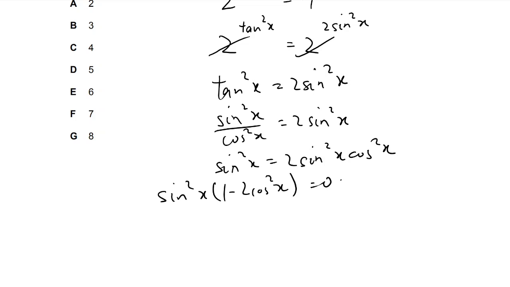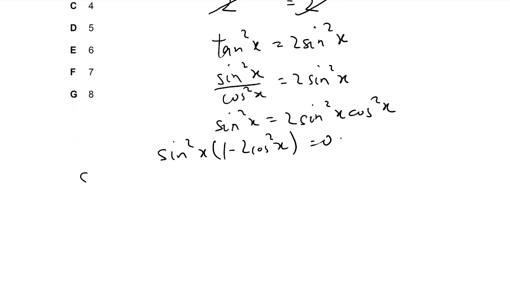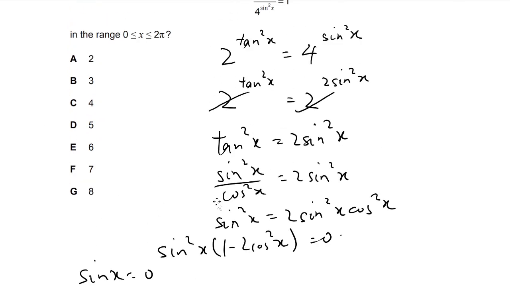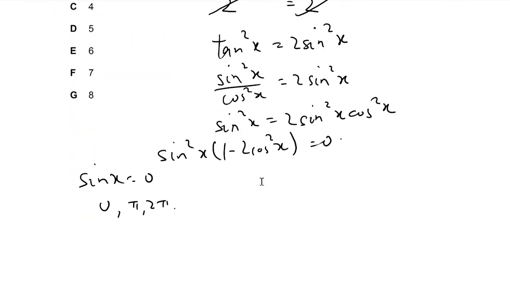Okay, so let's deal with the first part. Sine x equals 0. How many solutions have we got? So we would have 0, pi, and 2 pi. I think it's inclusive, right? Let me just check. Yes, it's inclusive. All right, so we have 0, pi, and 2 pi.